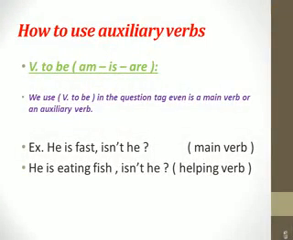How to use auxiliary verbs. Number 1, verb to be. We use verb to be in the question tag whether it's a main verb or an auxiliary verb. For example, he is fast, isn't he? The word is in this example is a main verb, and we use it in the tag, which is isn't he. Another example, he is eating fish, isn't he? In this one, the word is is a helping verb or an auxiliary verb, and also we use it in the tag, which is isn't he.